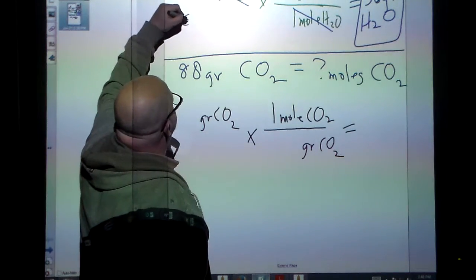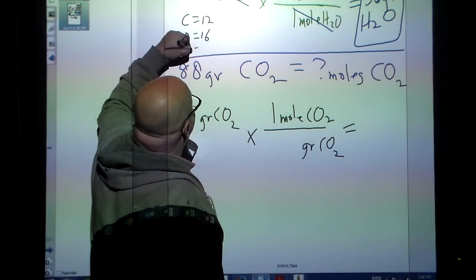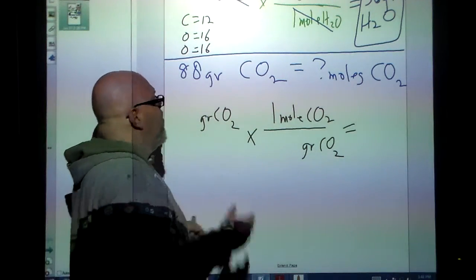Well, we're going to say carbon is 12 and oxygen is 16 twice. So 16 plus 16 is 32. 32 plus 12 is 44.